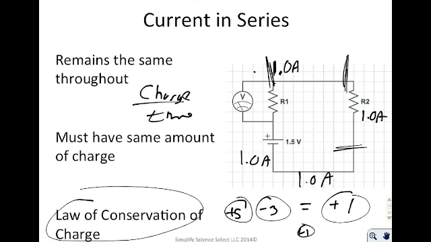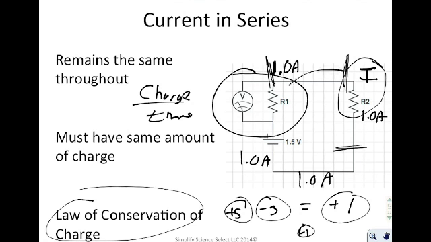Now I purposely excluded this voltmeter because it's something that we're going to talk about a little bit later. But anytime you have resistors that are in series, they have the same amount of current that goes through each one of them. What's nice about that is if you solve for the current in one particular point, you can apply that current to any other point on the circuit.